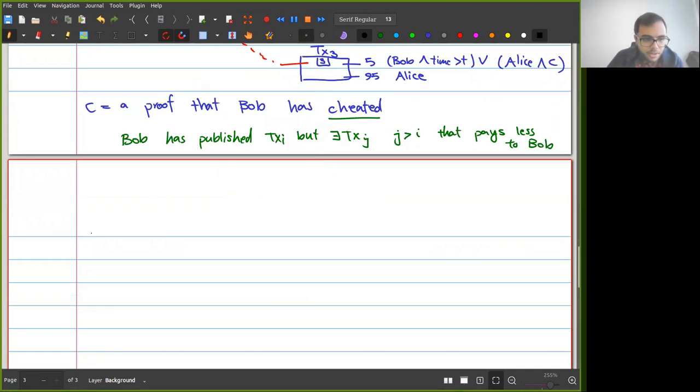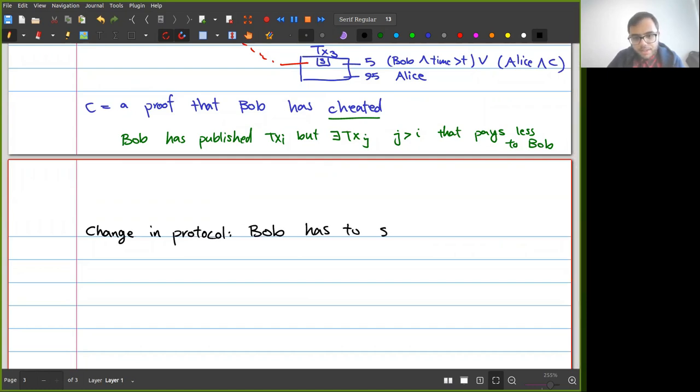So this is how we edit our protocol. The change in protocol is this: Bob has to sign the index of every transaction. And as I said before, instead of an index, I can use a timestamp.